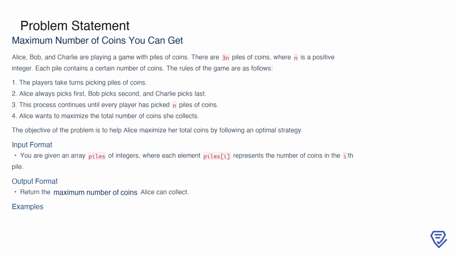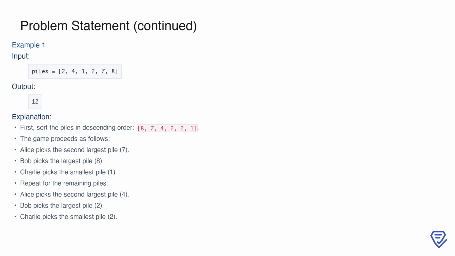Alice's goal is to maximize the total number of coins she collects, and the task for us is to determine the maximum number of coins Alice can get if she follows the optimal strategy. The input to the problem is an array of integers representing the number of coins in each pile, and the output should be the maximum number of coins Alice can collect. To understand how this works, let's look at an example.